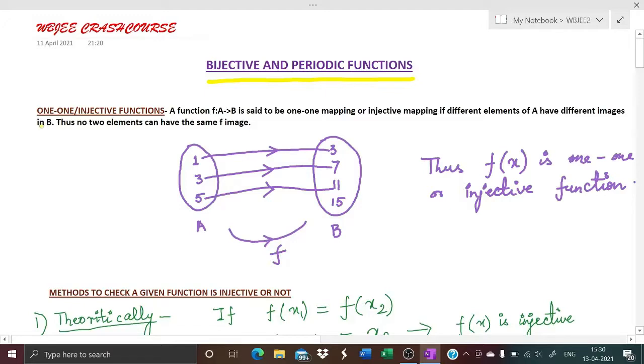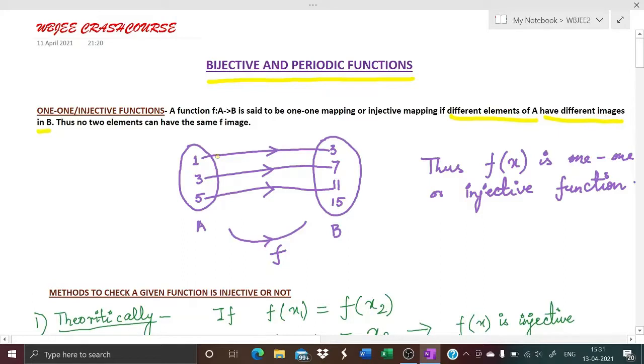Okay, so basically a one-one function is also known as an injective function, and a function is called an injective function if different elements of A have different images in B. So no two elements in A can have the same image.